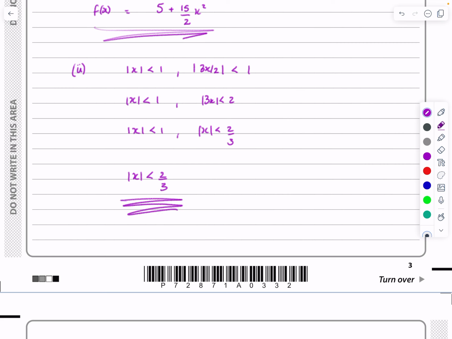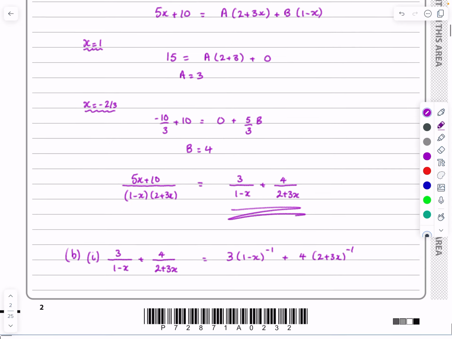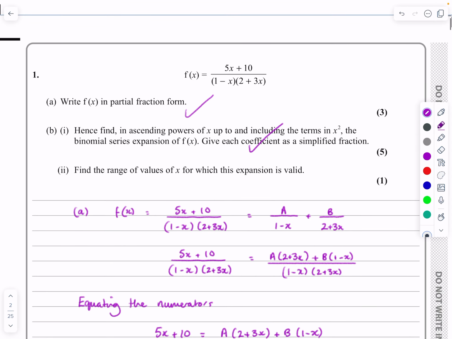I've taken quite a long time to do that one mark, but that's just to go through a little bit slowly as we're doing that one. Okay, so that's question number 1, all completed. Hopefully that all makes sense.